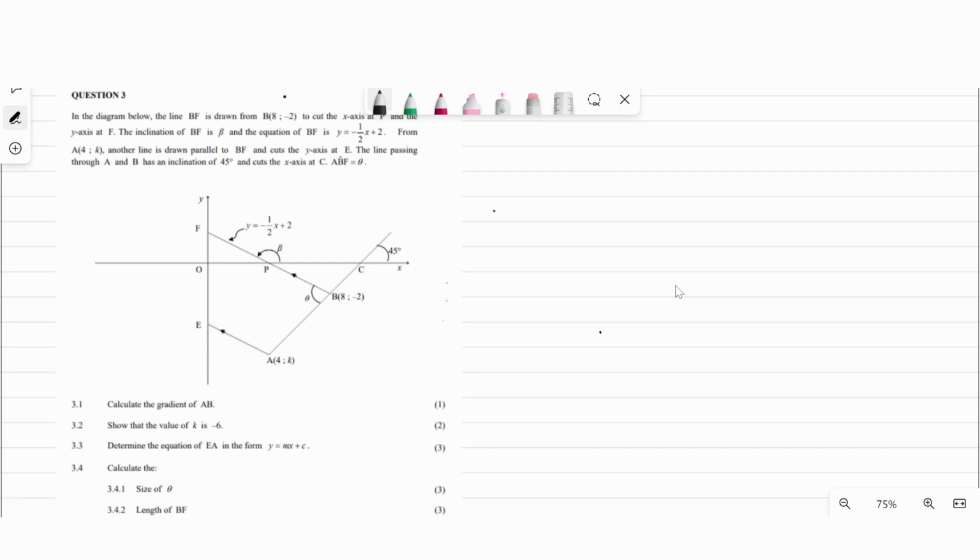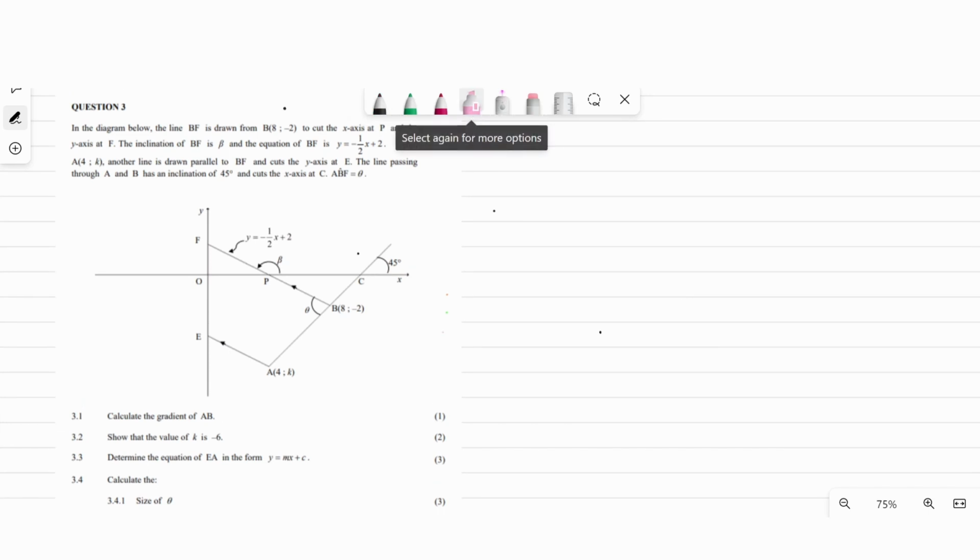So now we're going to do analytic geometry, which is going to be question 3 and question 4. So let's start. Question 3 says, in the diagram below, the line BF is drawn from B, where they give us the coordinates, to cut the x-axis at P and the y-axis at F.